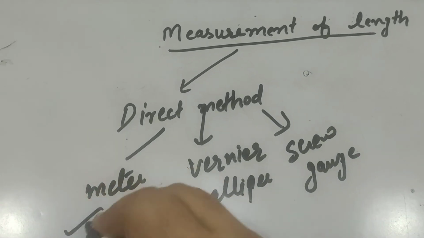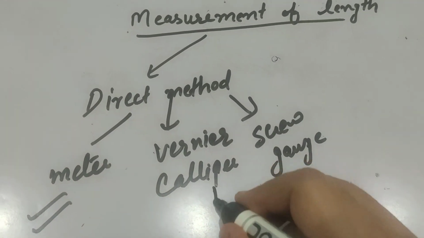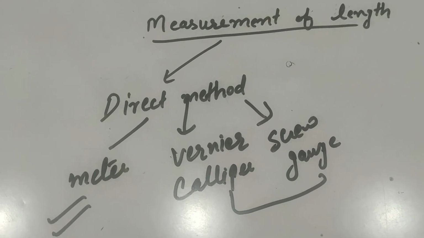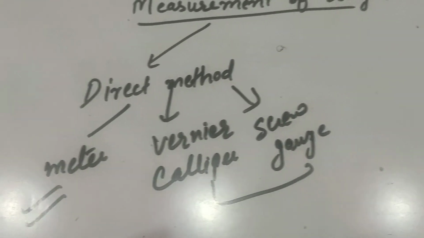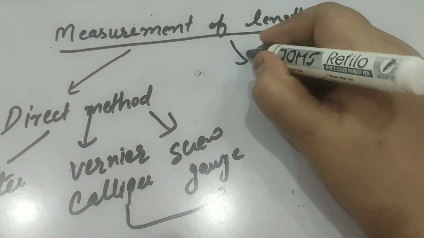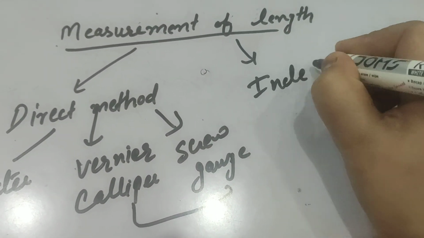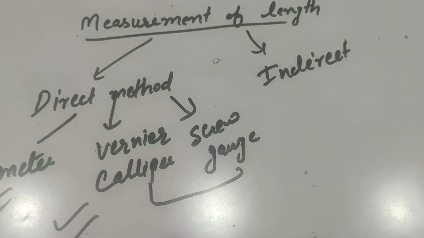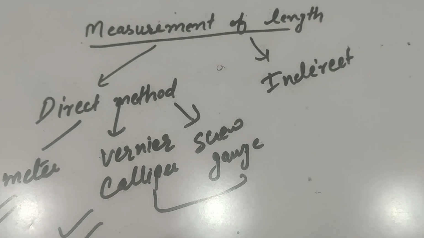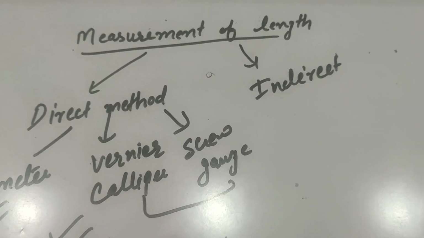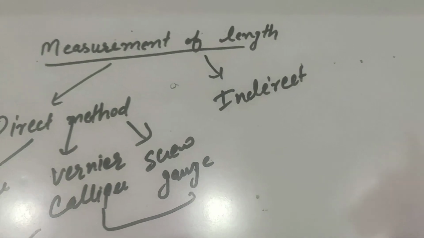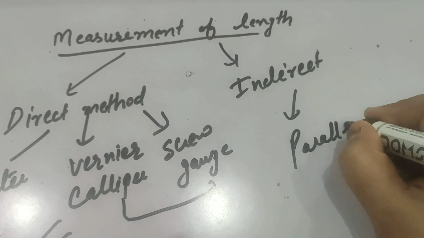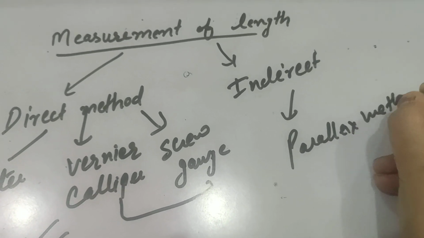Here, meter scale you are well aware of. These two are the instruments which you will use in class 11 in the practical session. Right? Here there is another method which is known as the indirect method of measurement of length. When such instruments are not able to find out the distances, like when the distances are of a large range, in that case we use the indirect method, in which one of the important methods is the parallax method, that I will discuss in our next slide.